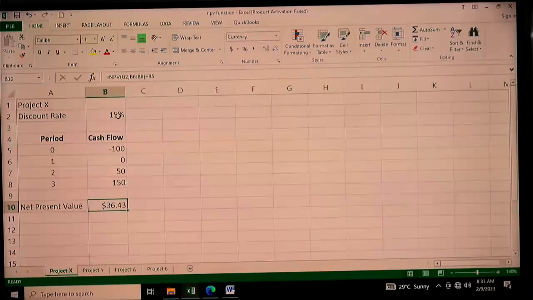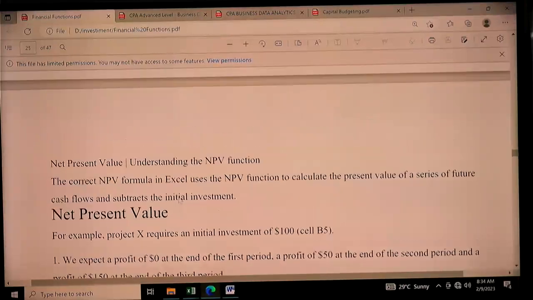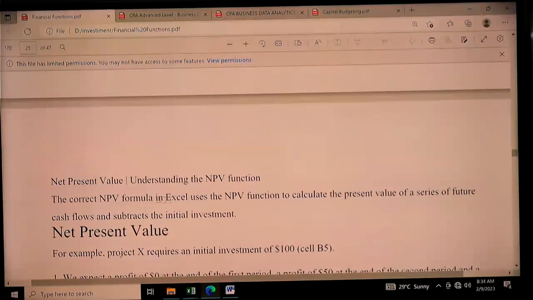We are given the rate. This was the initial investment, and here it returns 0, it returns 50, it returns 150. You are supposed to compute the net present value here. What did we say above? We said that the correct NPV formula in Excel uses the NPV function to calculate the net present value of a series of future cash flows, and then we subtract the initial investment. That is exactly what we are going to do.